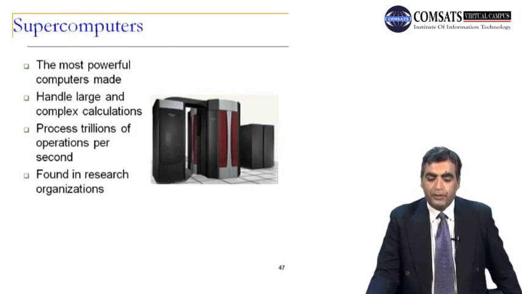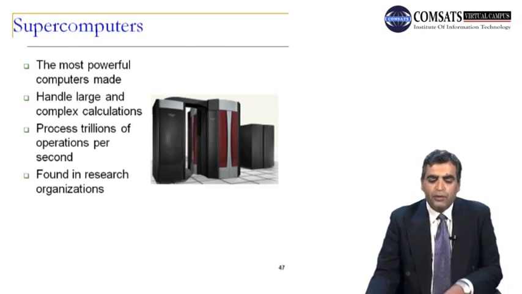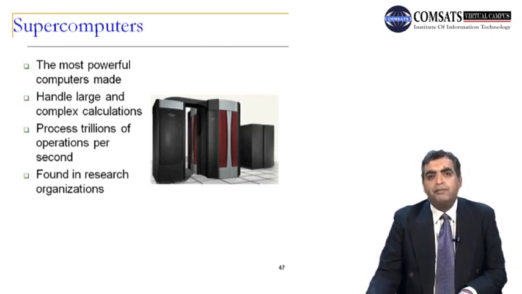Next come the supercomputers, the most powerful computers made, which handle large and complex calculations. Previously, in some of the earlier slides, I told you about the Blue supercomputer, and it can process 28 trillion instructions in the blink of an eye, that is 1/10 of a second. These supercomputers are mostly found in research organizations.